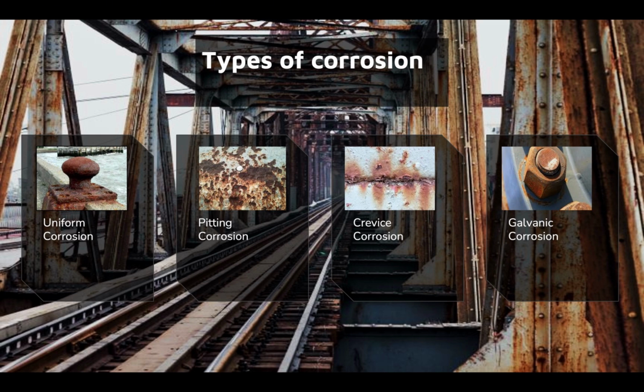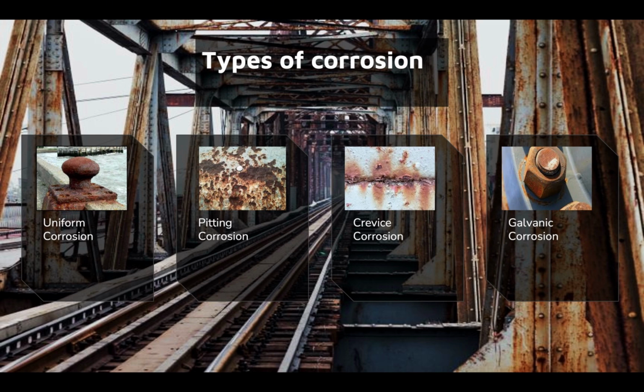Pitting corrosion. This type is characterized by the formation of small localized pits or holes on the metal surface. It can be particularly dangerous because it leads to the formation of deep cavities that can compromise the integrity of the material. Crevice corrosion occurs in confined spaces or crevices where the corrosive environment is more concentrated. It often affects metals like stainless steel or aluminum that are exposed to stagnant or limited access areas.